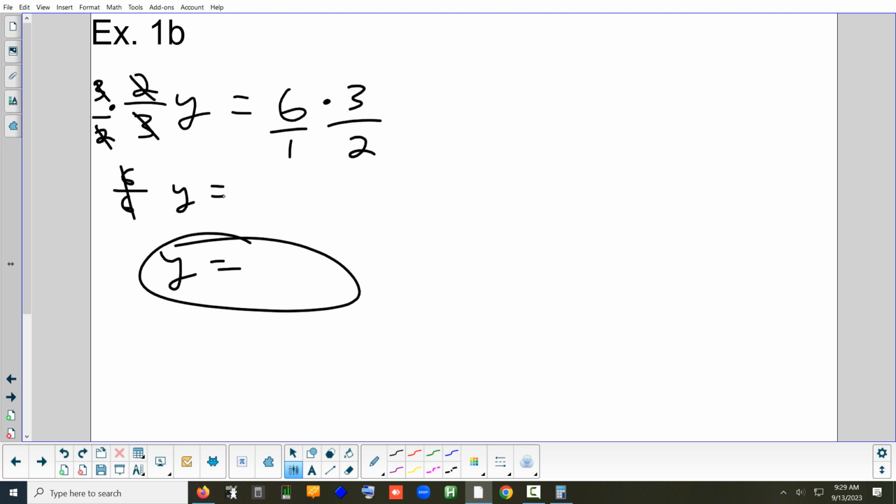How about, Evelyn, what does that give you? 18. Yep. 18 over. And now in the bottom, 1 times 2. Yeah? 2. So you get y equals 18 divided by 2. Now, if it was like 17 divided by 2, I would say just leave it, because 2 doesn't go into 17. But 2 does go into 18. What do you get if you divide 18 by 2, right? 9. Okay, so there we go. You get y equals 9.